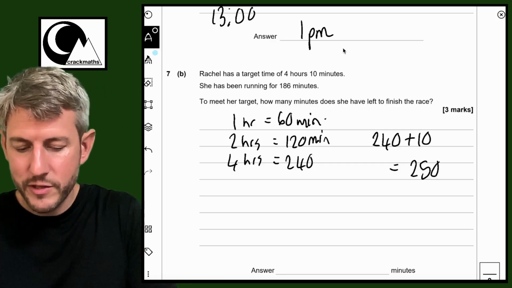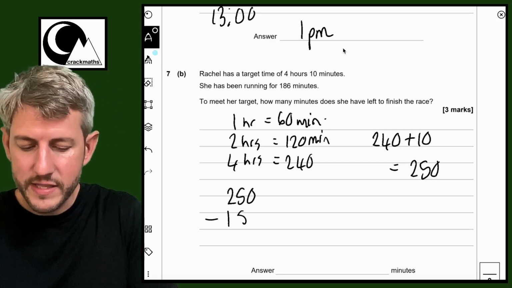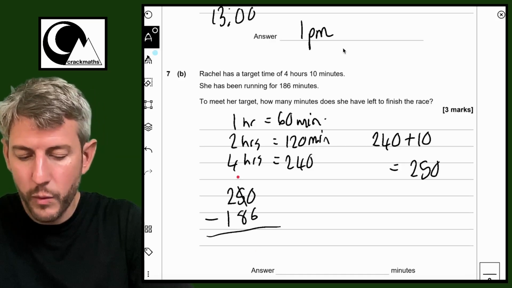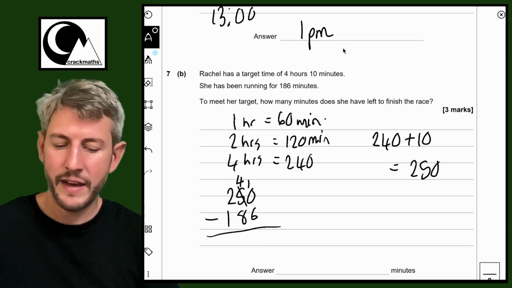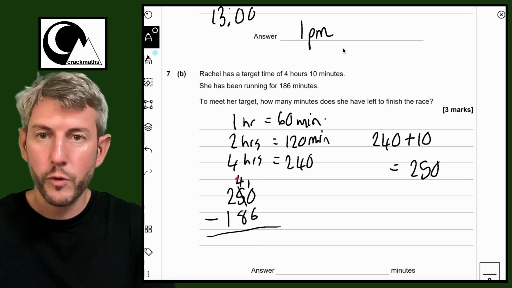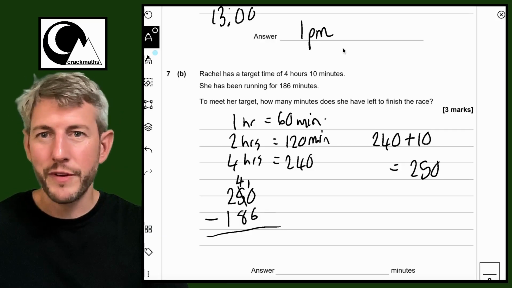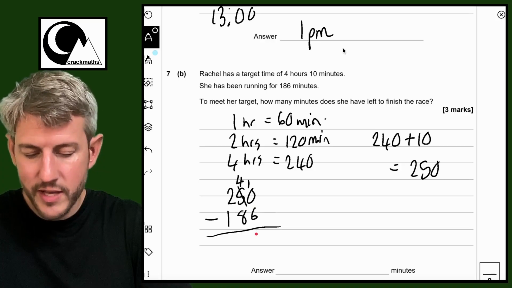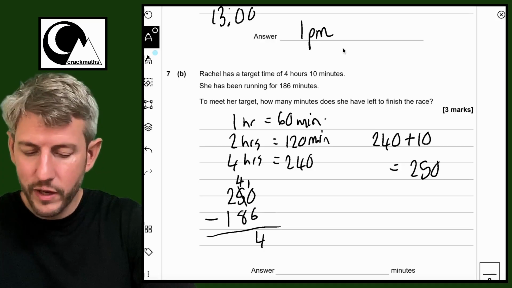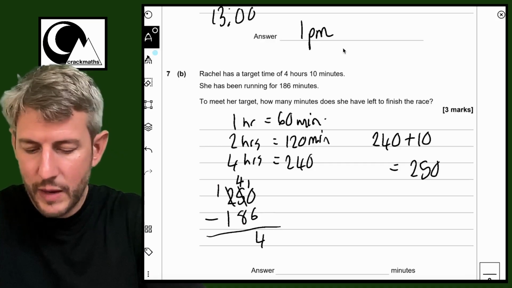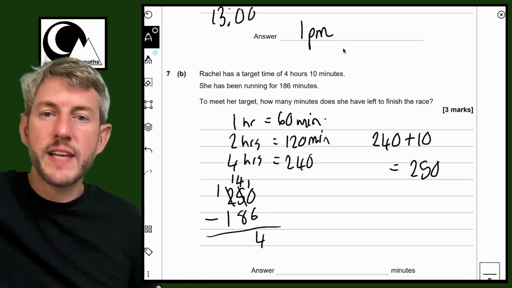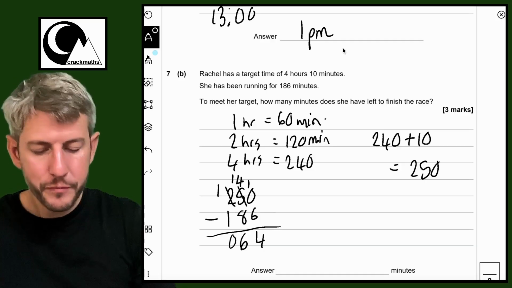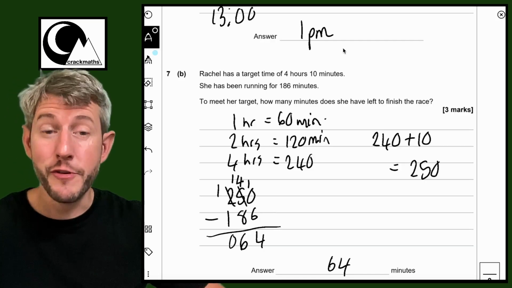So what we need to do is 250 take away 186, and let's have a look at how that goes. 0 take away 6 we can't do, so let's borrow 1 from here, turn that into a 4, and turn that into a 10. So now it's like 240 and 10, as opposed to 250, but 240 and 10 makes the same thing. So 10 take away 6 is 4. 4 take away 8 we can't do, so we'll borrow 1 from this 2, and we'll put that here. So now we've got 14 take away 8. 14 take away 8 is 6, and then 1 take away 1 is 0. So she has 64 minutes left to finish the race.